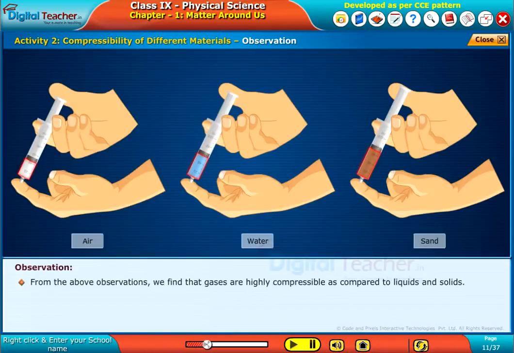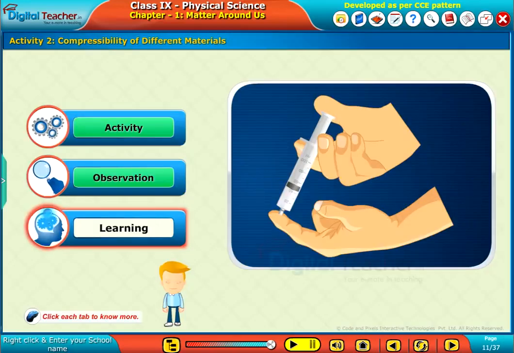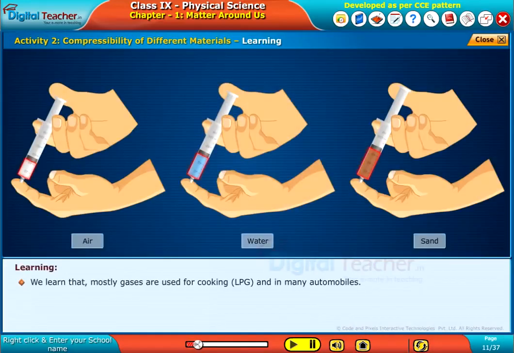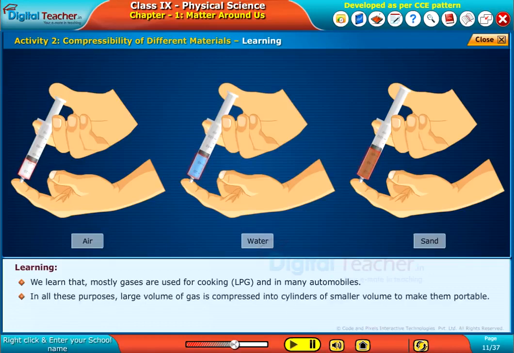From the above observations, we find that gases are highly compressible as compared to liquids and solids. We learned that mostly gases are used for cooking, LPG, and in many automobiles. In all these purposes, a large volume of gas is compressed into cylinders of small volume to make them portable.